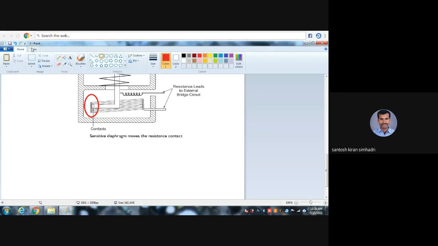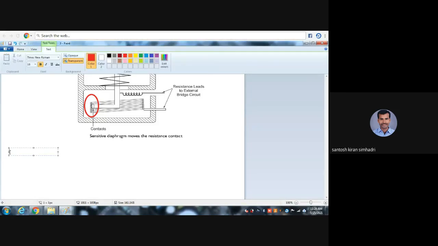Actually, I will write one golden point, a very important point. I will extend this text box. Resistance pressure transducer. What is the purpose of the resistance pressure transducer? Measurement.